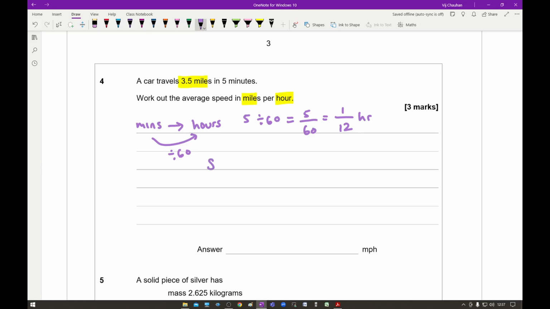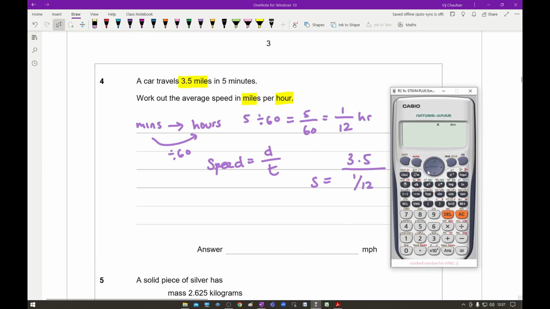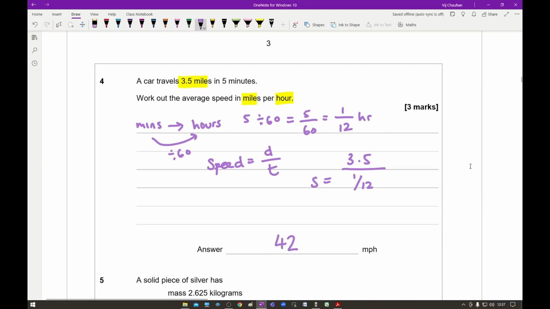So then to work out speed, it's distance over time. So to work out the speed, it's going to be the distance, which is 3.5, divided by 1/12, and then all I need to do is type that into my calculator. Now again, when using your calculator, make sure you're using it correctly. So here I've got 3.5 divided by, and then I press my fraction button of 1 over 12, press equals, and it comes up with an answer of 42 miles per hour.